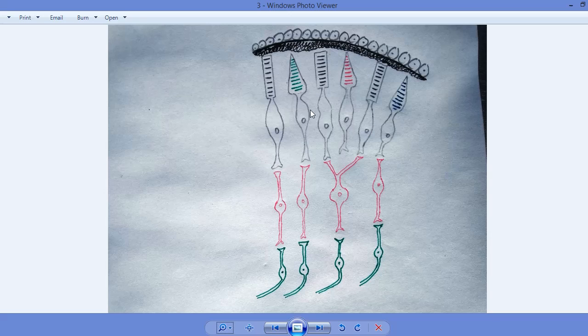The neural layer consists of the first layer, which is called the photoreceptor layer, containing rods and cones. The second layer is the bipolar layer, which contains bipolar cells, and the third layer is the ganglion layer, which contains ganglion cells.